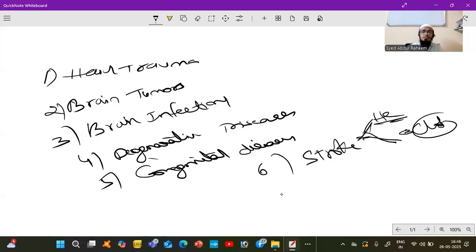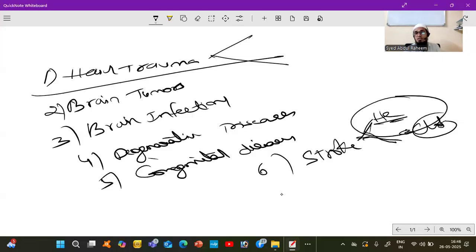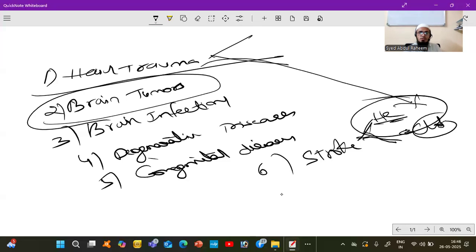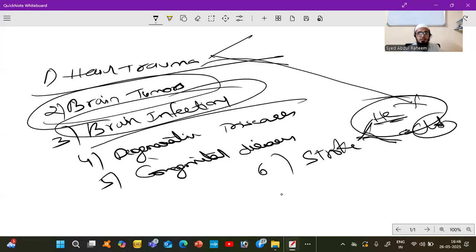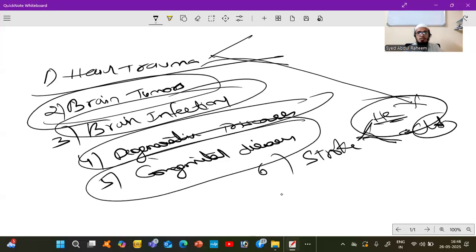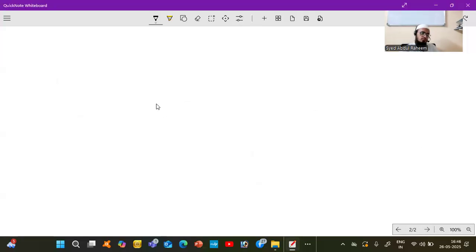So all these we will discuss: brain, head trauma, how many types of diseases occur after trauma. That is mostly hemorrhagic, related to trauma only. Brain tumors, brain infections, degenerative diseases, congenital diseases, and clots are mostly metabolic disorders. So there are six types of diseases most commonly seen in neuro diseases. So here we will discuss.